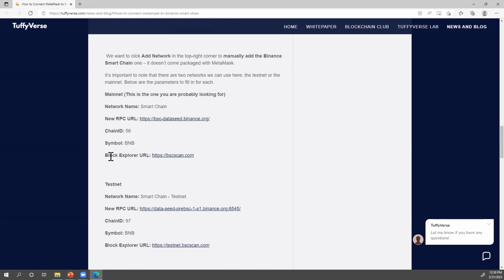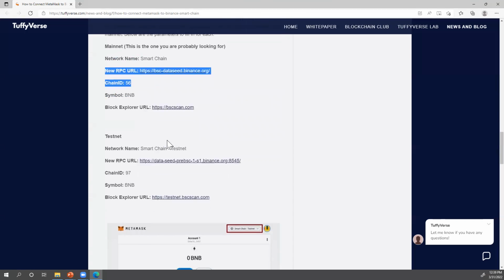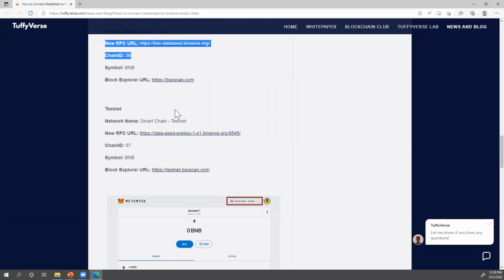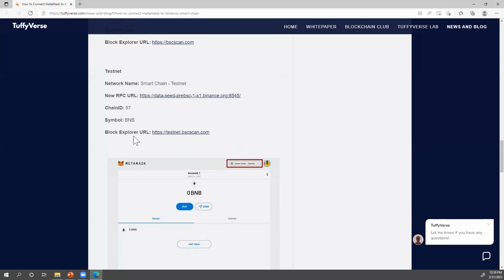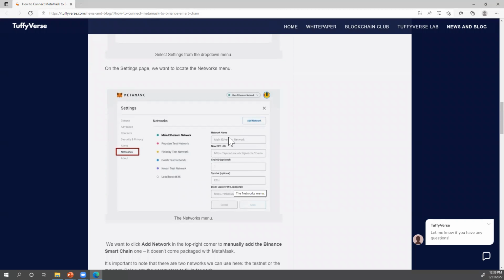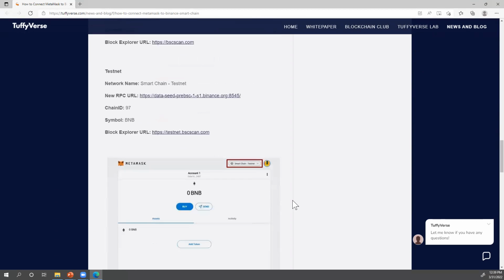These are the two most important settings. Then the symbol, and this is for the block explorer. It's similar to Ethereum. We can take a look at the transactions from the explorer. So this is for mainnet. For testnet, it's similar to the Ethereum testnet. For the network name, the most important things are the URL and the chain ID. Each testnet also has its own explorer, so you can add it into the settings over here. Then after you have done, just click save.